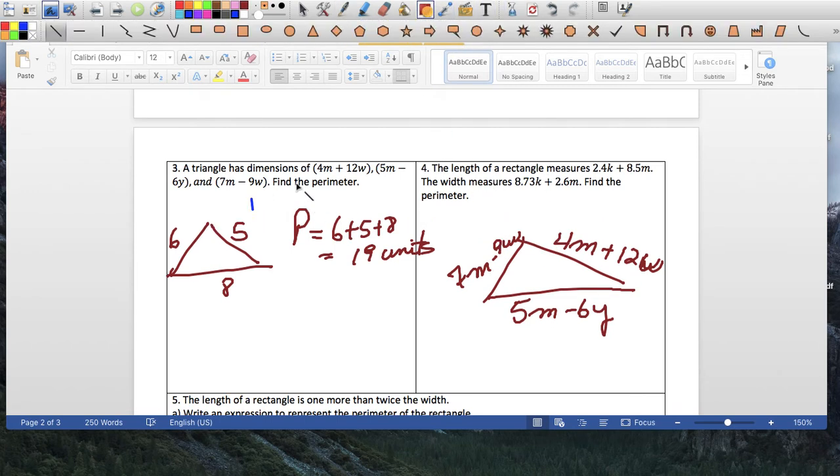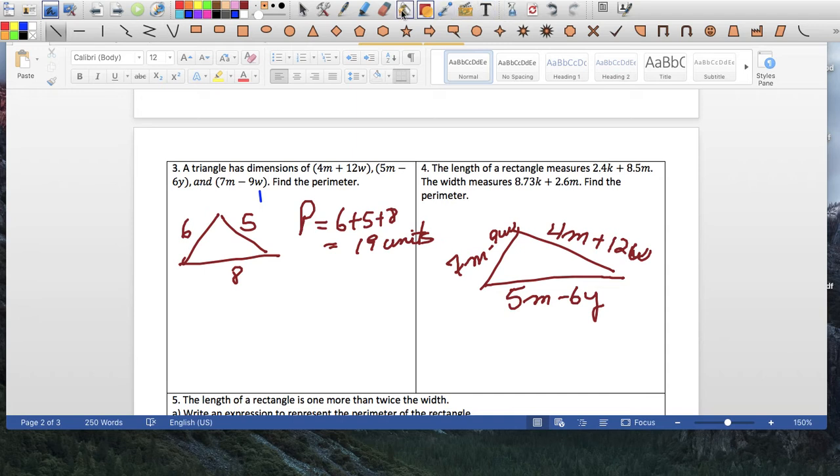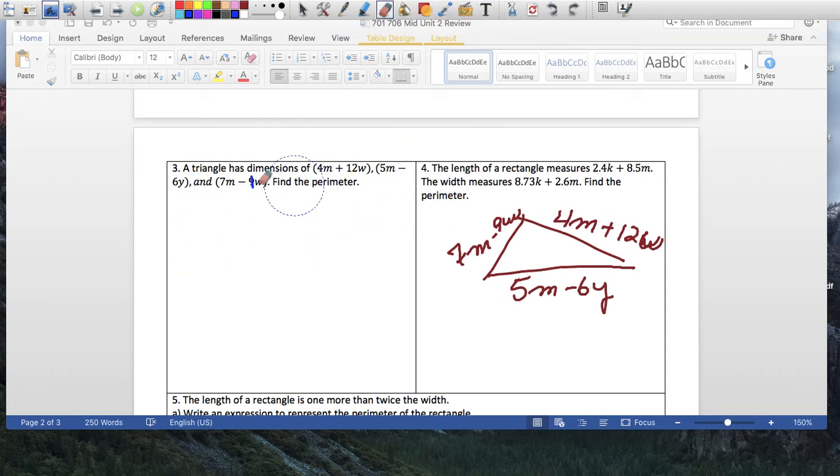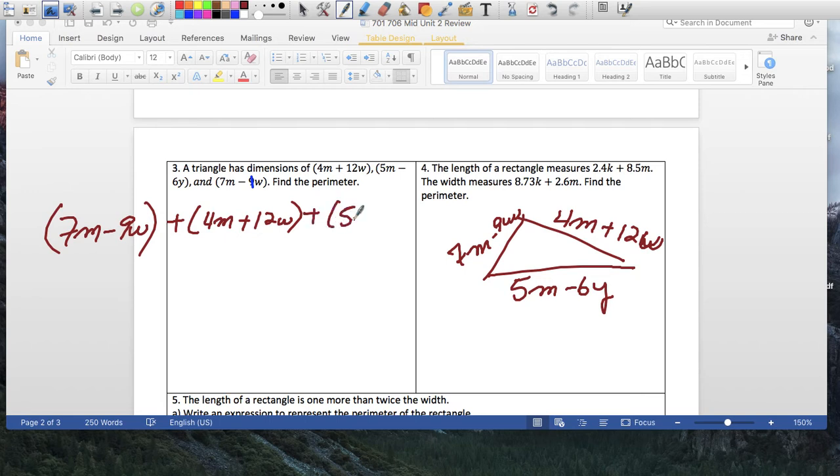So just like I did over here, I'm going to repeat that same process. To find the perimeter, I have to add all 3 sides. So let's add them. 7m minus 9w, that represents one side. So I'm going to put that in parentheses, plus the other side, 4m plus 12w, and plus the last side, 5m minus 6y.